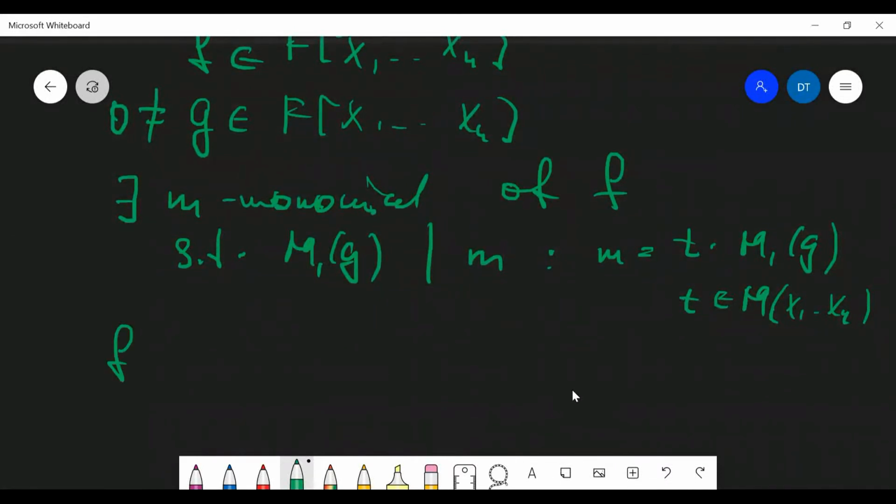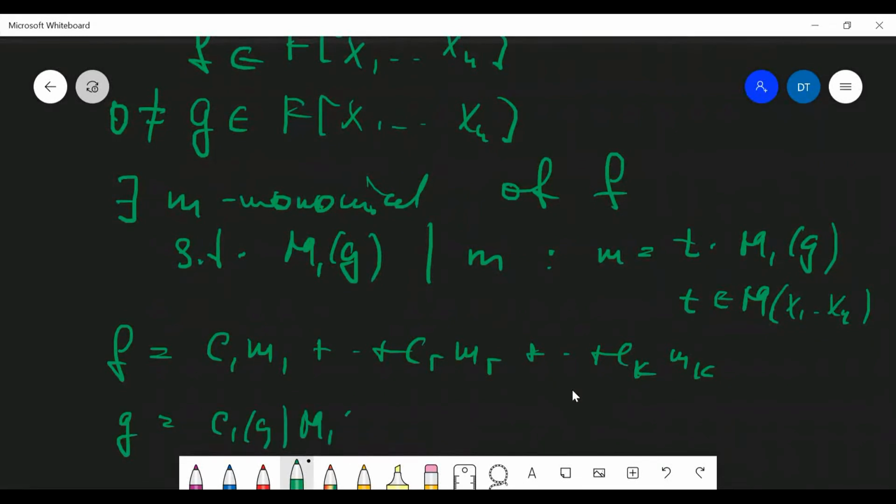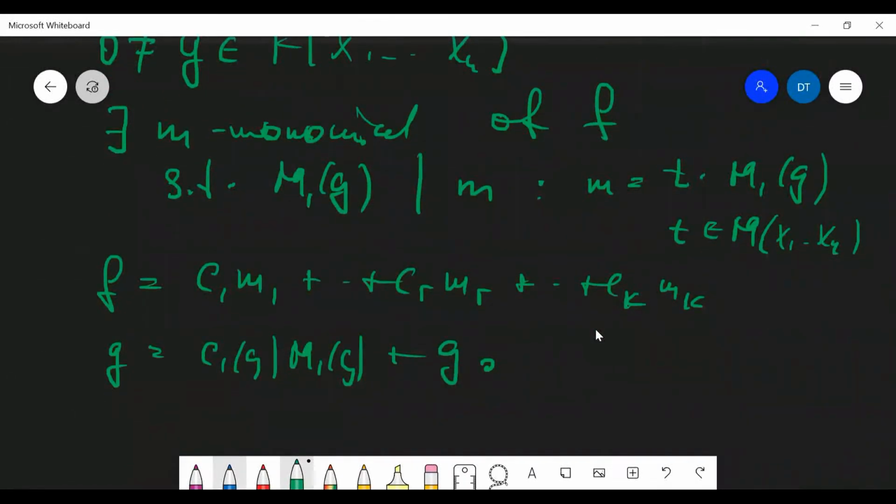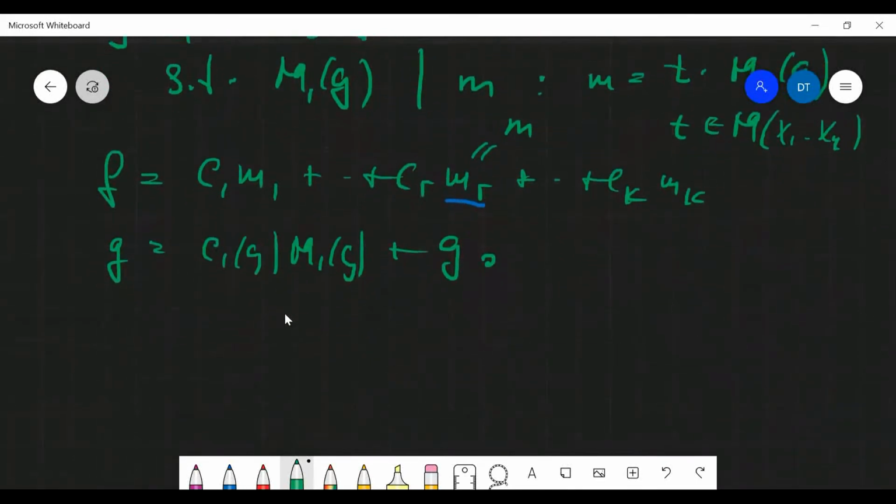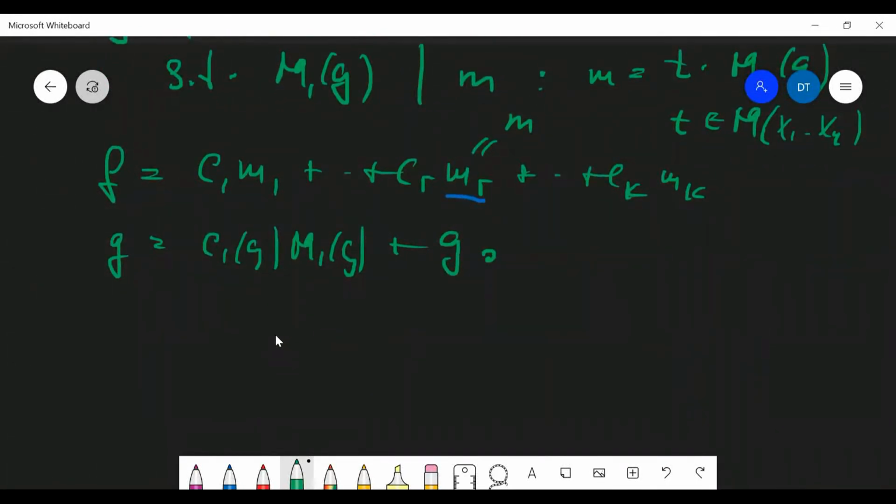So let me write it like this. Our polynomial f is in the form c1 m1 plus etc. plus cr mr plus etc. plus ck mk, and g is in the form, let's say, c1 of g m1 of g plus g0, which is the tail. And let's suppose that this monomial is actually M. So this is our M. So this guy is divisible by the leading monomial of g. So what do I want to do now?